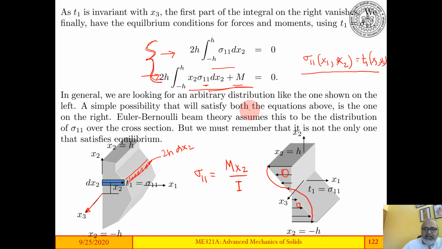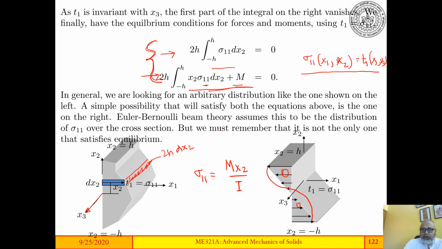So the point that I wanted to make is that the Euler-Bernoulli beam theory is one of the many solutions that are consistent with our idea of tractions and stresses. So it's one of the many solutions of this. We'll see this Euler-Bernoulli beam problem in detail later when we solve the equations of elasticity.